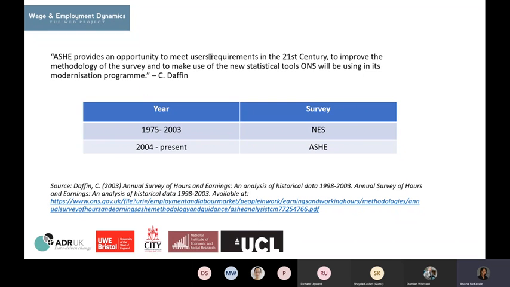So Daphne speaks of the impact of the ASHE once it was introduced in 2004, and specifically states that it should improve the methodology of the survey and the statistical tools that would be used to be able to make it a modern program for its time.